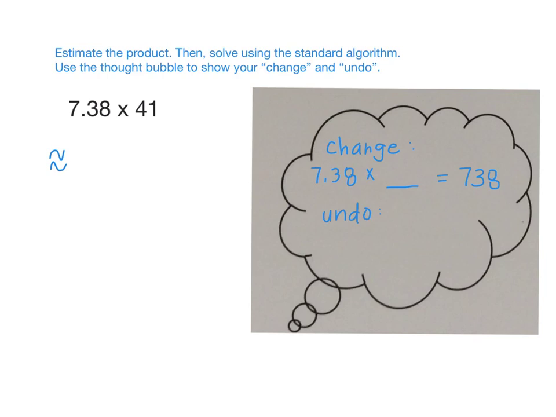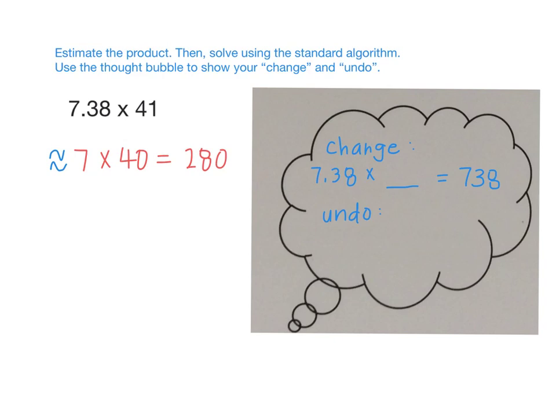7.38 is pretty close to 7. 41 is pretty close to 40. Okay, and using math facts, I know that my answer then should be pretty close to 7 times 40, which is 280. Okay, that's not our final answer, but we're going to tuck that little piece of information aside so that at the end we can check to make sure. If our answer is not close to 280, we did something wrong. Okay?